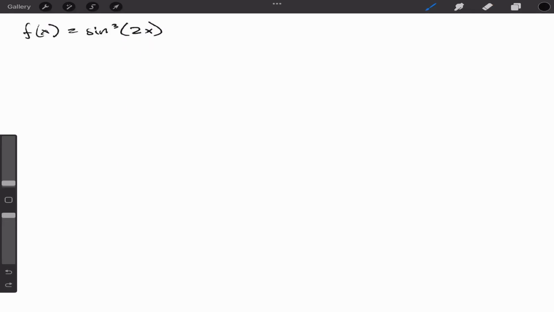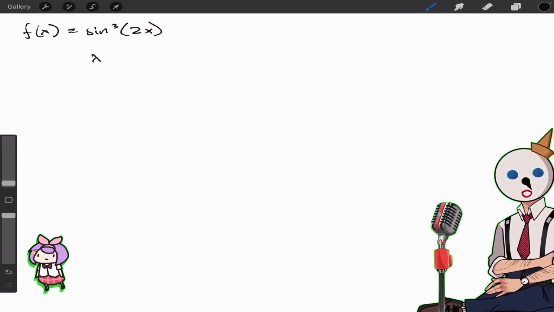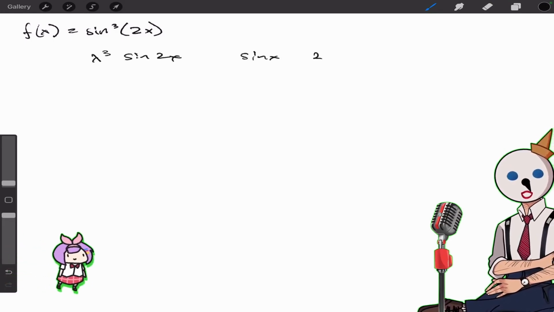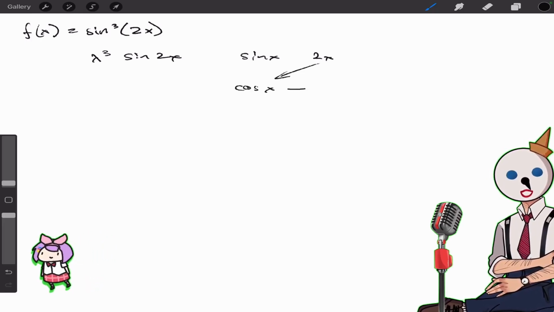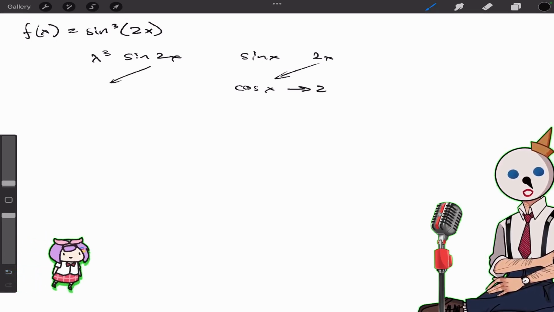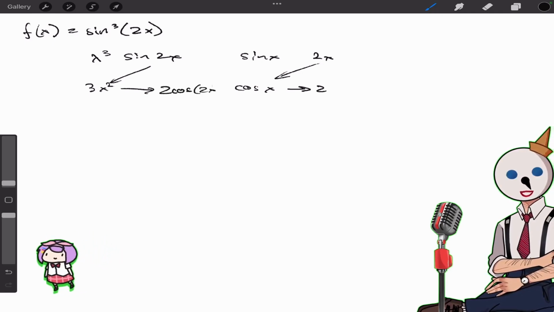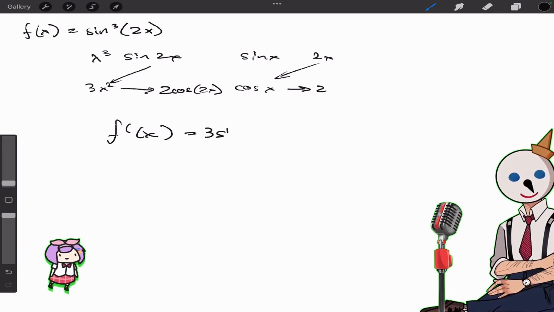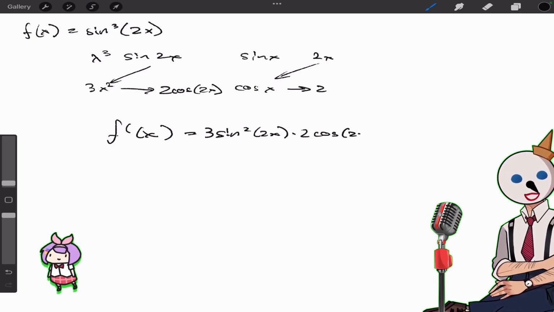Next up we have f of x equals sine cubed of 2x. To separate the inside function and outside function, we would separate it to x cubed and sine 2x. Now this would be a double chain, so we should separate it again to sine x and 2x. We will then input both of those into the chart, and we will get the derivative of sine 2x being 2 cos 2x. We will then plug that into the first chart, which will give us f prime of x equals 3 sine squared 2x times 2 cos 2x.